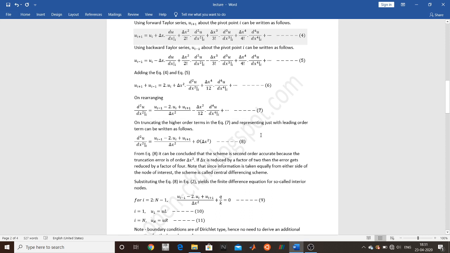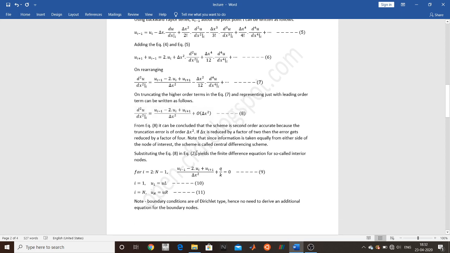We can see that in equation number 8, the order of error is delta x squared, which means if you reduce delta x by a factor of 2, then your error drops by a factor of 4. And since we are equally taking information on either side of node I, that is, from U at I minus 1 and U at I plus 1, it is a central difference scheme, and it is a second order accurate scheme.